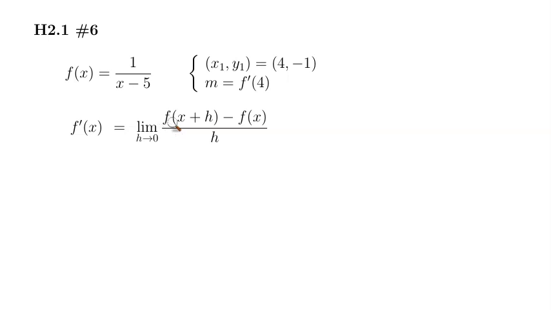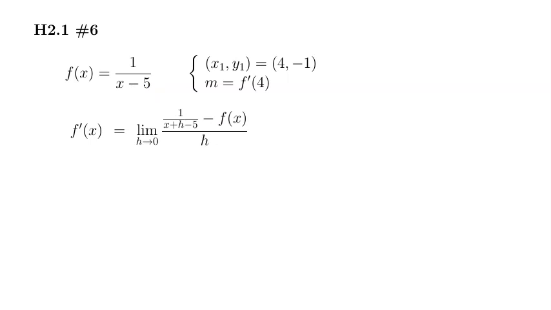So what is f of x plus h? All you have to do is take this formula, and every time we see x, we're going to put x plus h. So it's going to be 1 over, since we have a fraction, and we see x here, so we put x plus h in there, but we still have minus 5.